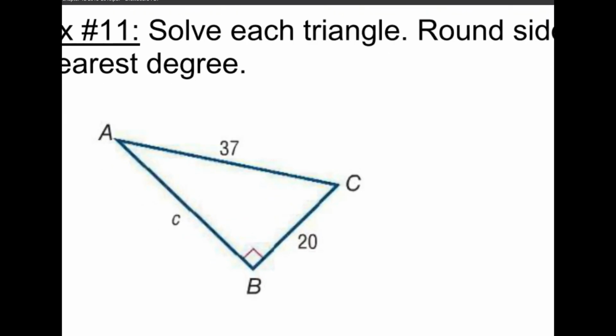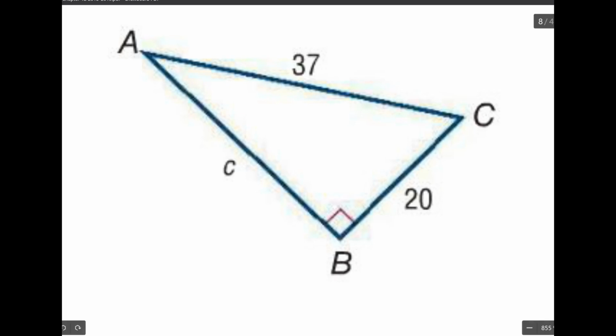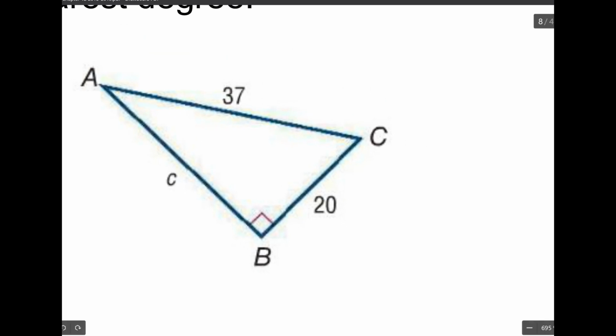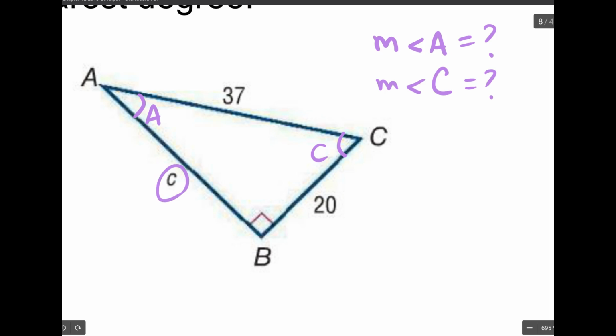Okay, so I'm going to do this first one. There's 3 things I need to find. I need to find the measure of angle A. I need to find the measure of angle C. And then I need to find the side length of C, the C side. Which do you want to solve for first? Gabby, what one do you want to solve for first?